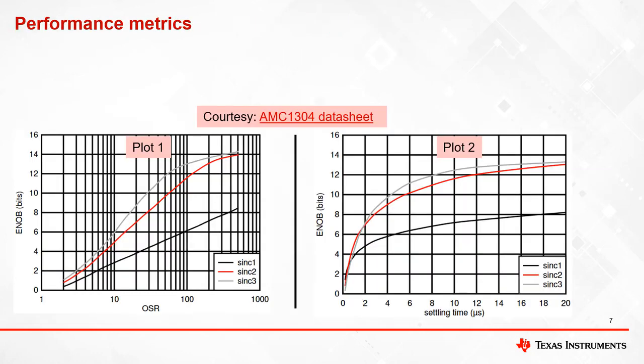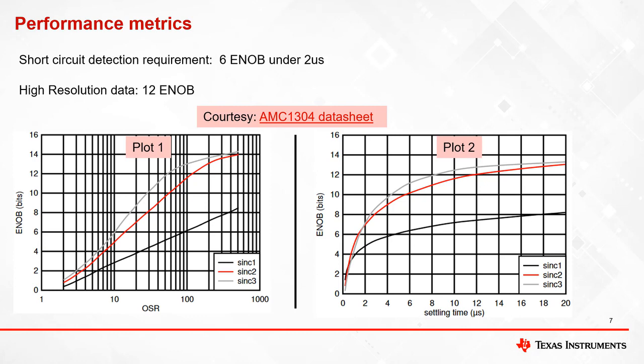Let's talk about the performance of SD modulator and sinc filter. Below two plots are taken from datasheet of SD modulator AMC1304. Plot 1 shows the relationship between measured filter resolution, shown as effective number of bits or ENOBs, versus oversampling ratio. Plot 2 shows the relationship between ENOB versus settling time for different sinc filter types. Suppose an application demands the following system requirements. It requires filter resolution of 6 ENOBs in less than 2 microseconds of settling time for short circuit protection and high resolution data of 12 ENOBs which will be used in control loop.